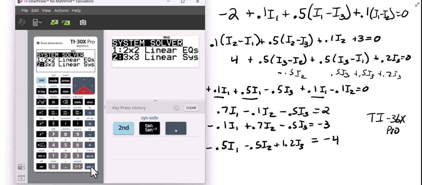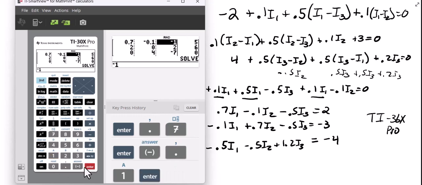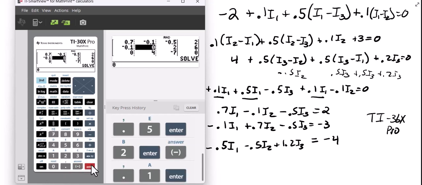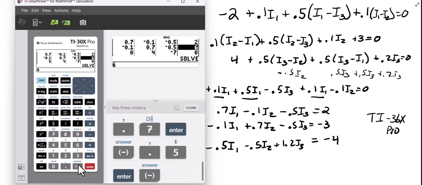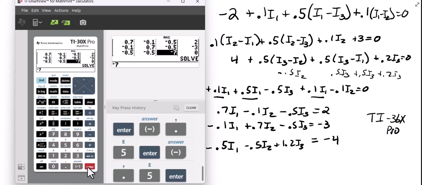So we want a 3 by 3, and it was 0.7, negative 0.1, negative 0.5, 2. It'll be especially handy when you start dealing with a lot of complex numbers. You'll really appreciate having it because it deals with complex numbers very nicely, which you do a lot of in circuits 2. You used to do a lot of it in circuits 1, but the last few professors have not done as much of it.